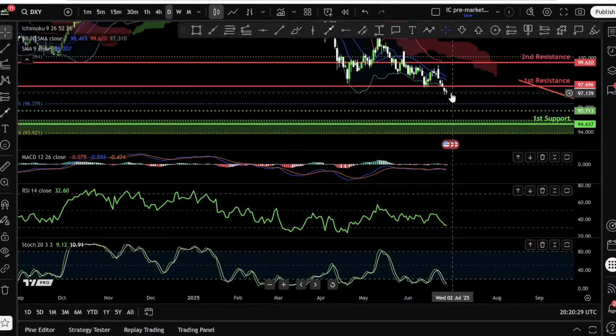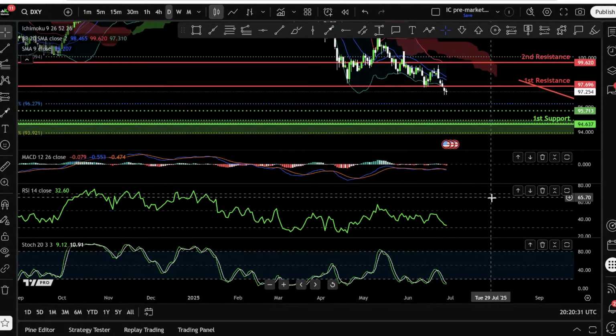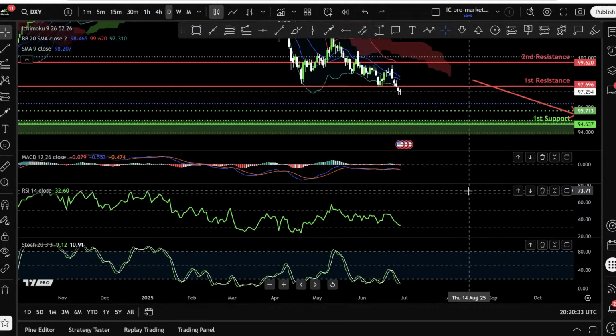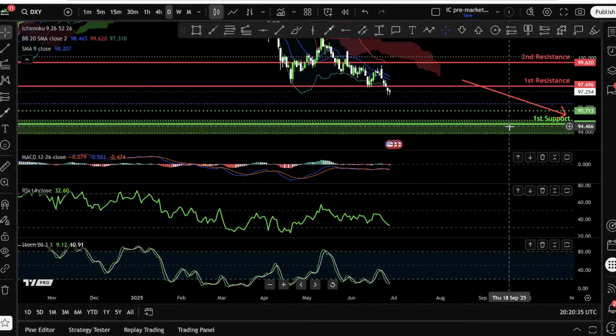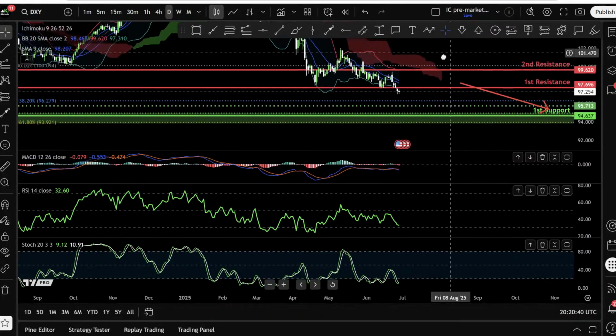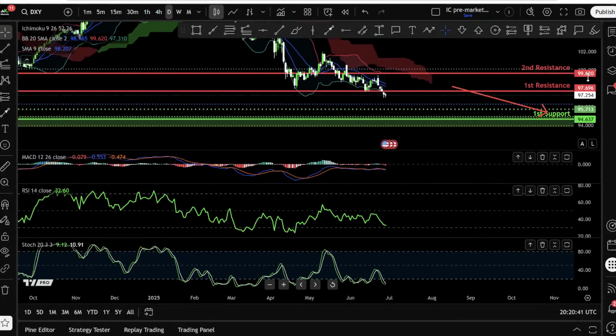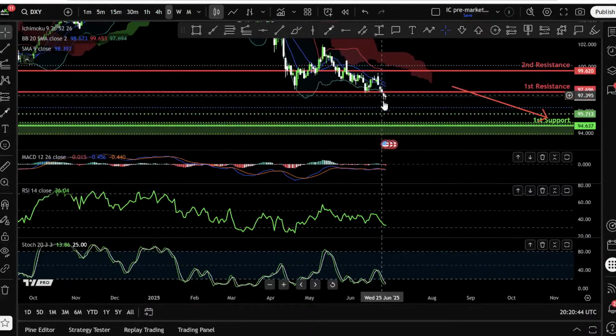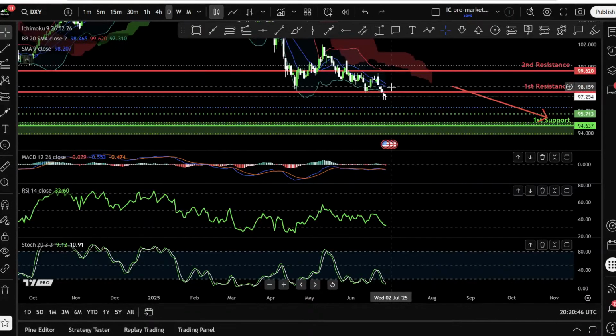But I think price will overall continue to drop based on all of the indicators that we've seen, as well as this confluence area at our first support, as well as the overall trend being very bearish. So I think we might see a slight uptick that we're already seeing on our 4-hour time frame.